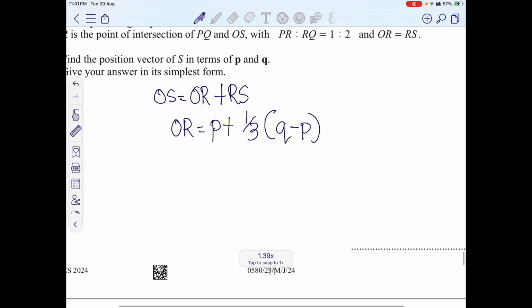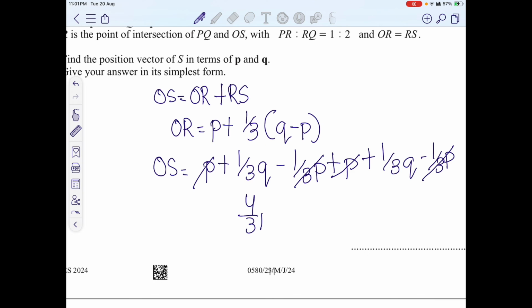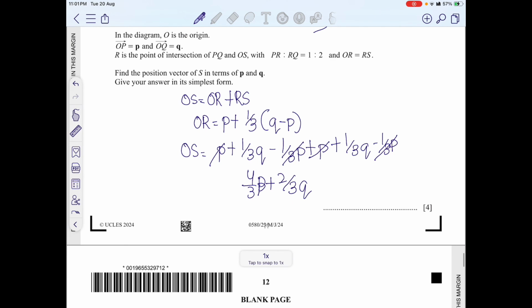That means the whole thing, OS, would be equal to P plus 1 by 3 Q minus 1 by 3 P, plus P plus 1 by 3 Q minus 1 by 3 P. So P plus P would be 2P, minus 1 by 3 minus 1 by 3, that gives me 4 by 3 P. And 1 by 3 Q plus 1 by 3 Q would be 2 by 3 Q. So this is 4 by 3 P plus 2 by 3 Q.